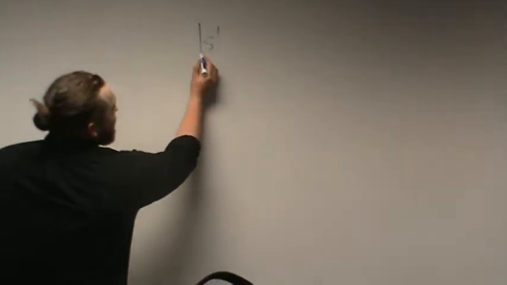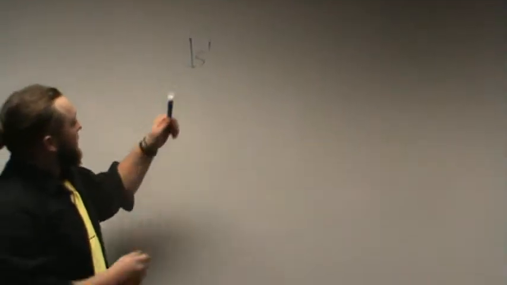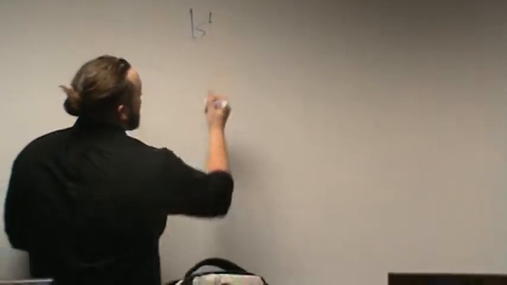Can anyone tell me what that element is? 1s, and that's a subscript 1, 2, so we'll do that. That is the simplest electron configuration right there.